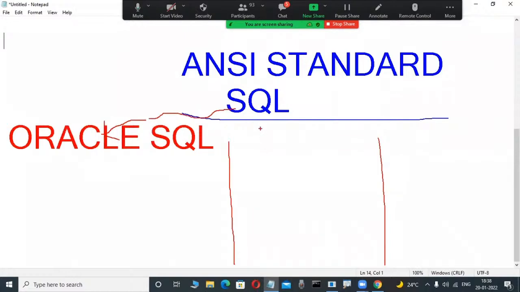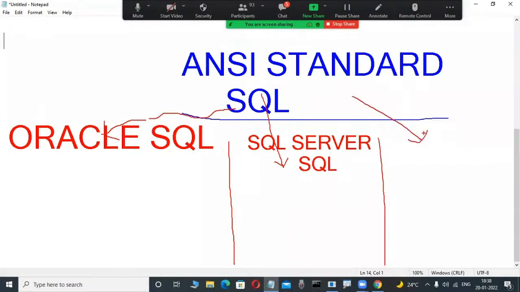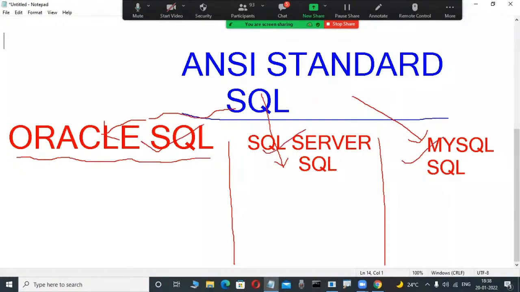So many fellows don't know that. Again, SQL Server, a Microsoft product, created their own SQL from this ANSI standard, called SQL Server SQL. MySQL also created their own SQL language from this ANSI standard, called MySQL SQL. That's why in our class we are learning Oracle SQL.